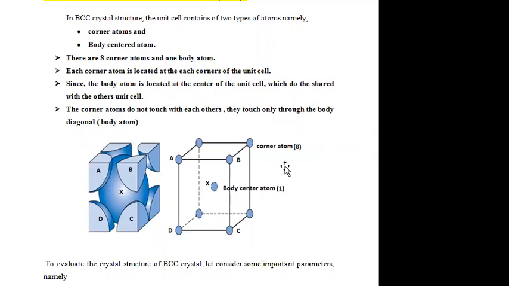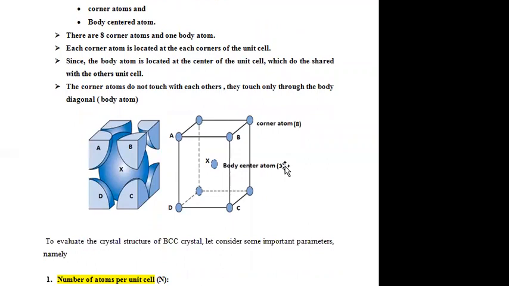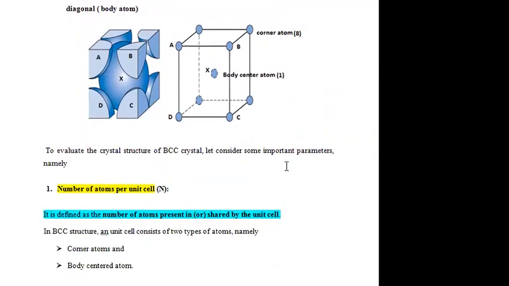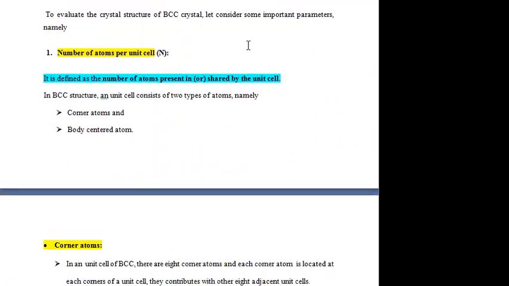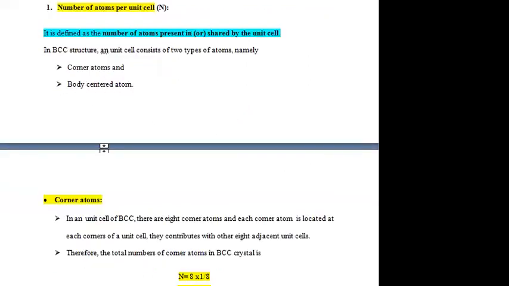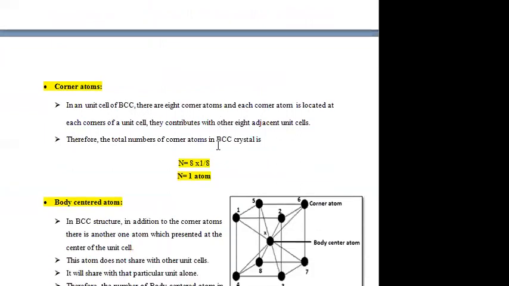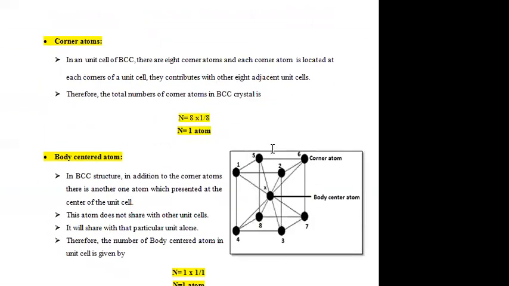The parameters are considered to measure the exact crystal structure. The first parameter is the number of atoms per unit cell. It is defined as the number of atoms present in or shared by the unit cell. In a BCC unit cell, we have two different types of atoms, corner atoms and body-centered atom. There are 8 corner atoms, each located at the corners.